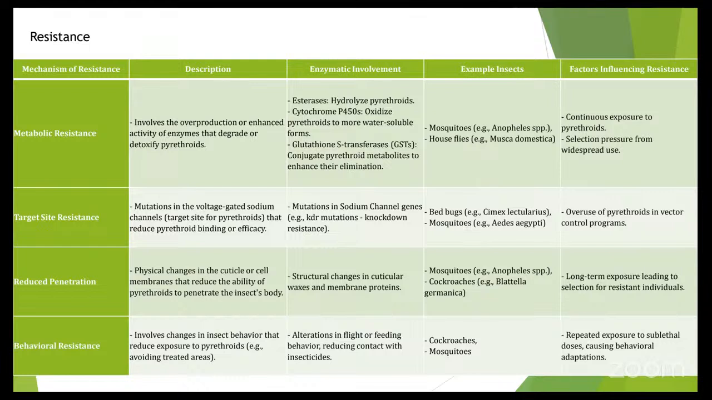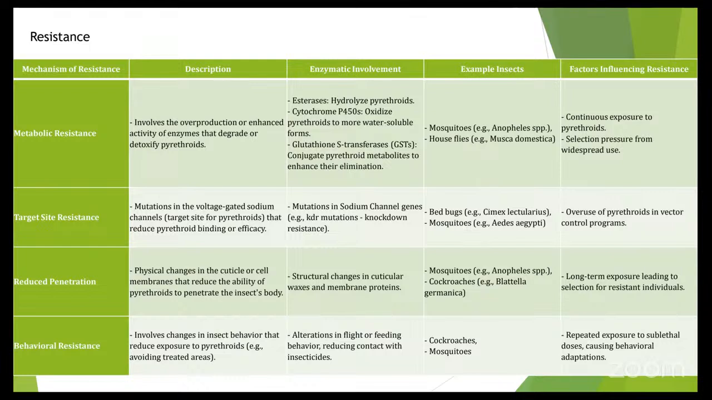Metabolic resistance involves the overproduction or enhanced activation of the enzymes that degrade or detoxify the pyrethroids. Target site resistance is due to mutations in the voltage gated sodium channels, the target site for pyrethroids, that reduce pyrethroid binding or efficacy. Reduced penetration is due to physical changes in the cuticle or cell membranes that reduce the ability of pyrethroids to penetrate the insect's body. Behavioral resistance involves changes in insects' behavior that reduce exposure to pyrethroids, like avoiding treated areas.